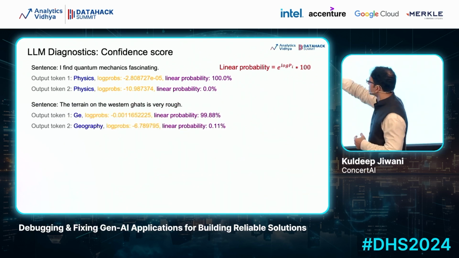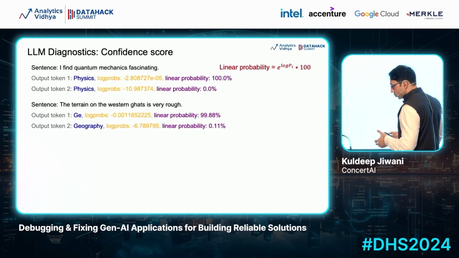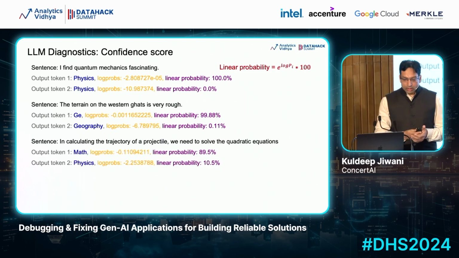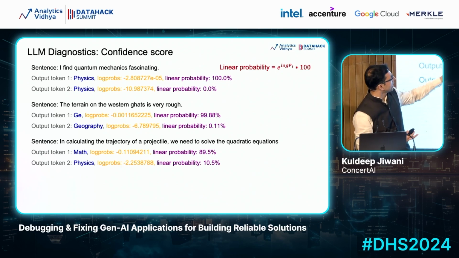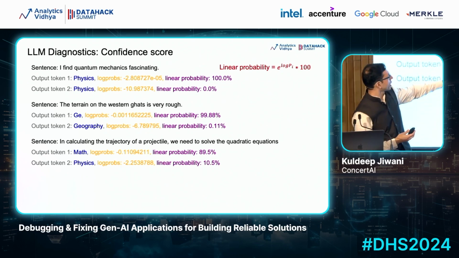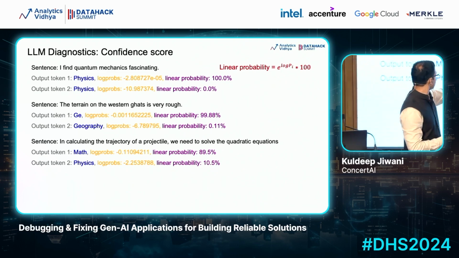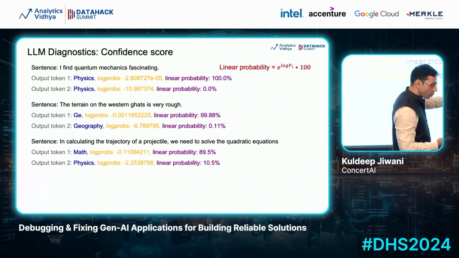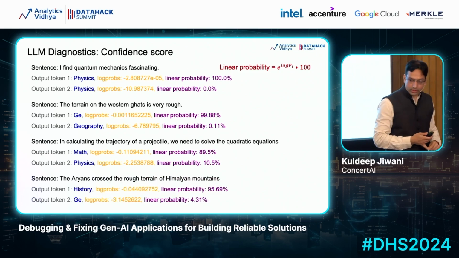This is a terrain on the Western Ghats. It is also clear, talking about geography, so it is highly confident. Now this one is slightly more confusing. It's talking about trajectory, but also about equations, so it's part physics, part maths. It says majority maths, 89%, and 10% physics. So it shows it was not fully confident on maths. You would not know this if you just looked at the answer only. These additional values tell you the confidence.